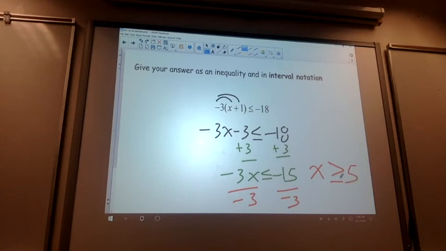All right. So this is a solid dot at 5, going to infinity, right? So I'm going to go square bracket 5 to infinity. There's that answer. You do square brackets if you have that little equal sign in there.